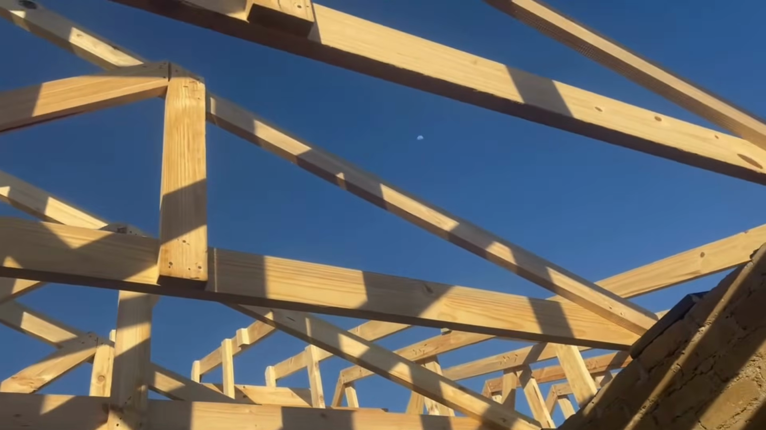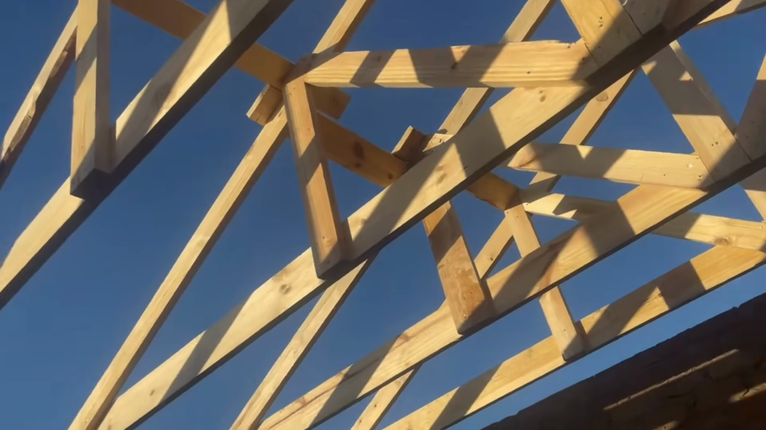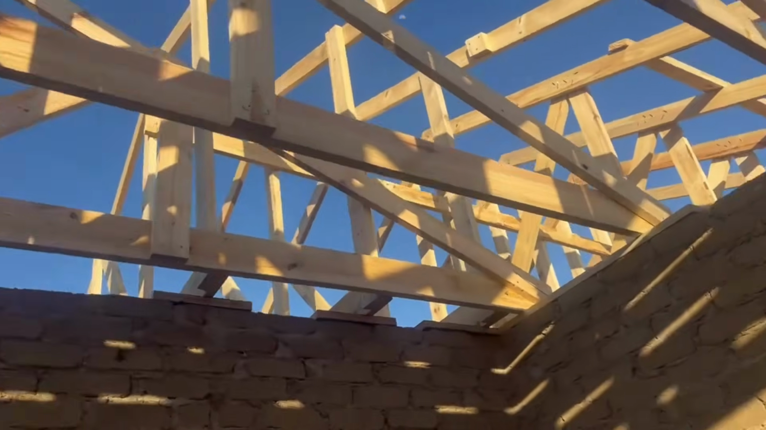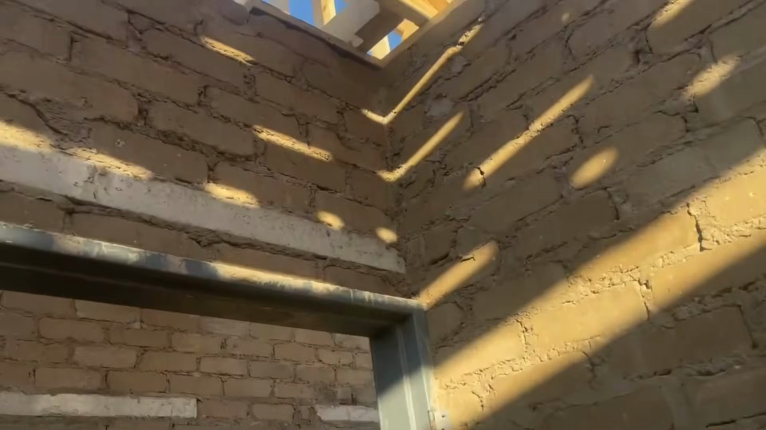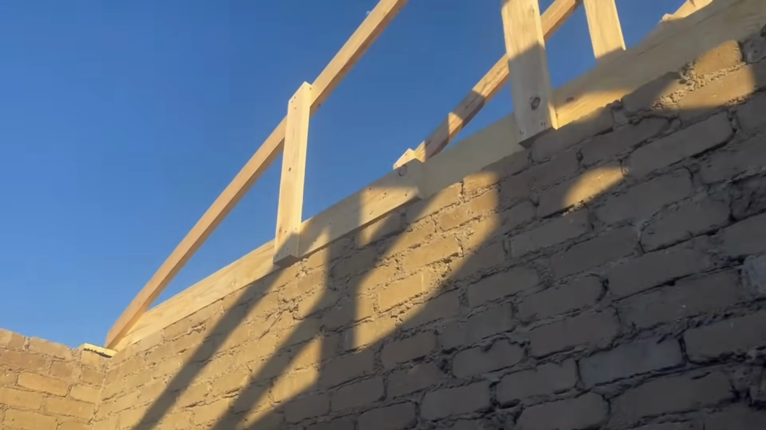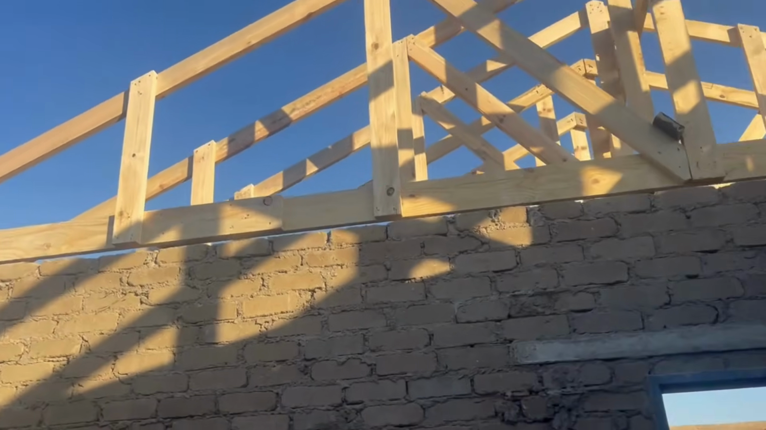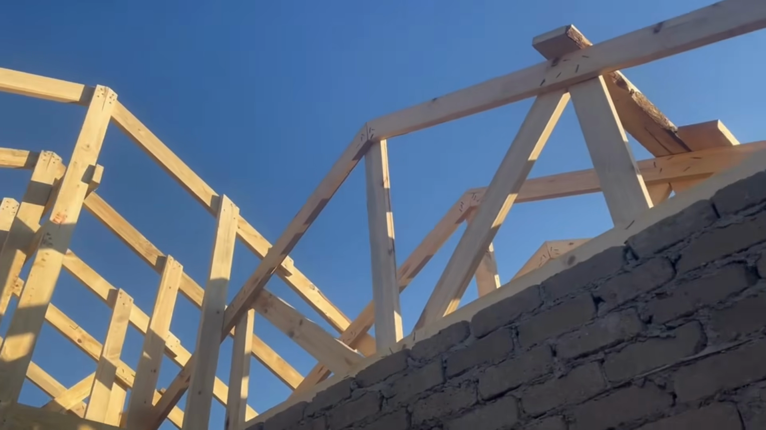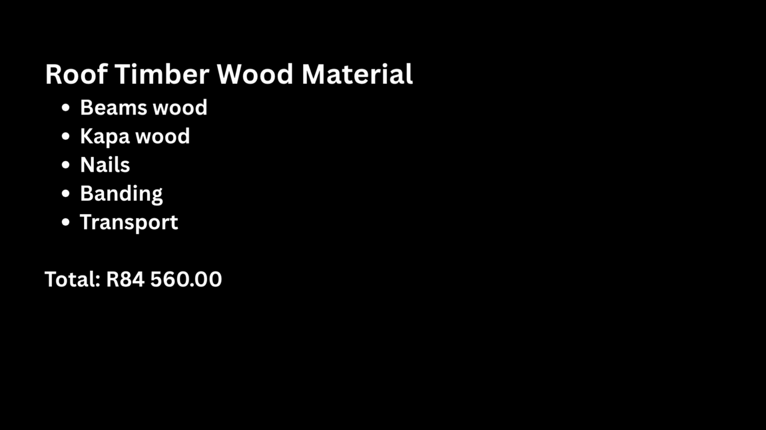And then there's transport, I think it was 3 loads paid for. I think each was 700 to transport. And then going on to the total of the roof timber wood material, the total was 84,560. That is the overall cost of the timber wood which was purchased, including the nails and transport.